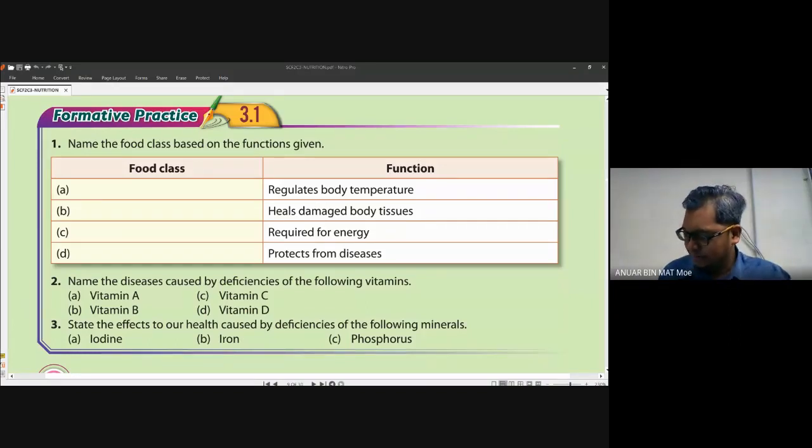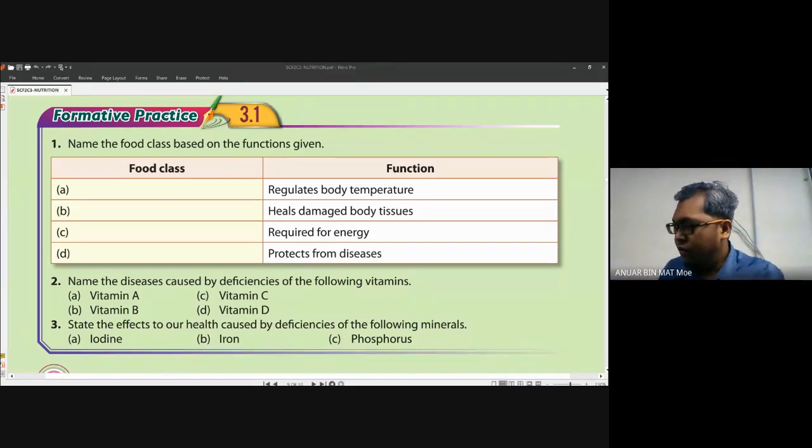If you have anything to ask, maybe on Telegram like usual, and when we go to school, we can discuss anything that you need to discuss. All right, so I think we can continue our lesson for today. You can open your textbook.